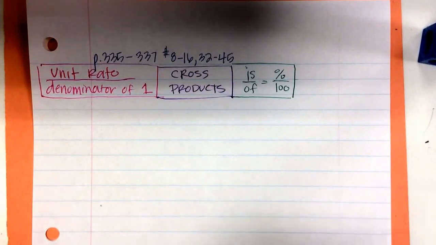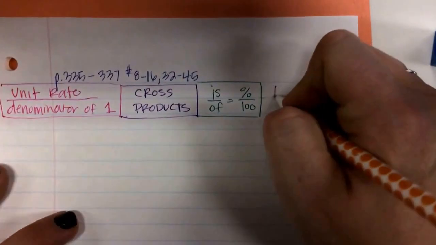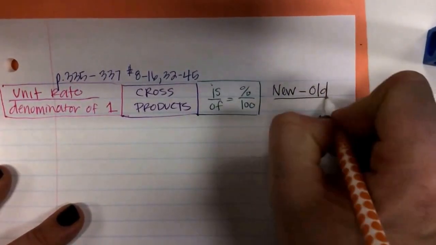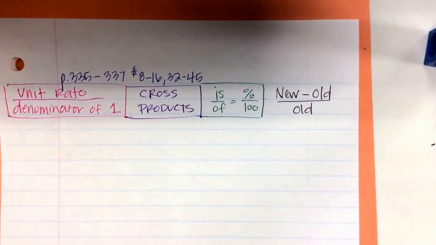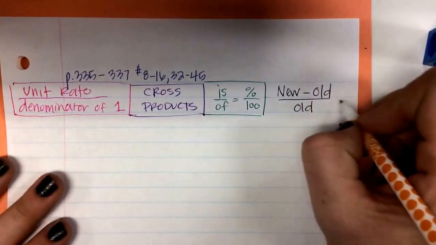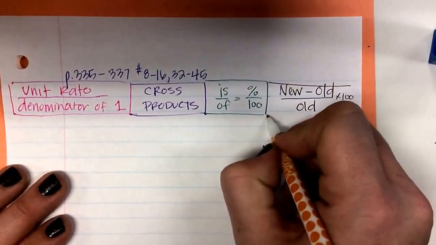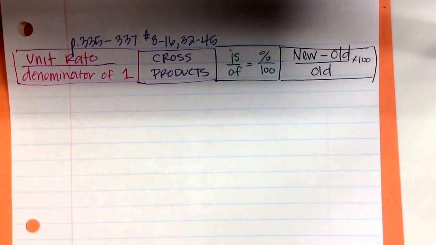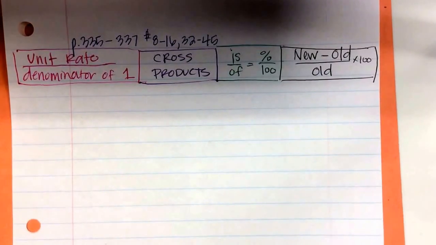Last one. This is yesterday's. New minus old divided by old times 100, right? You got to make it into a percent. New minus old divided by old, and then times 100 to make it a percent.